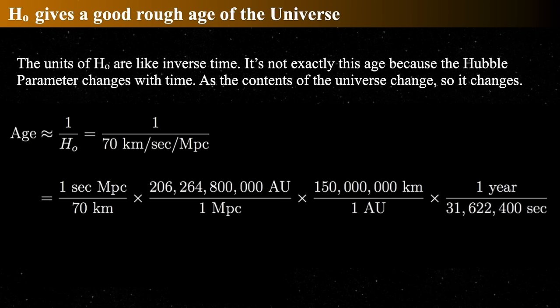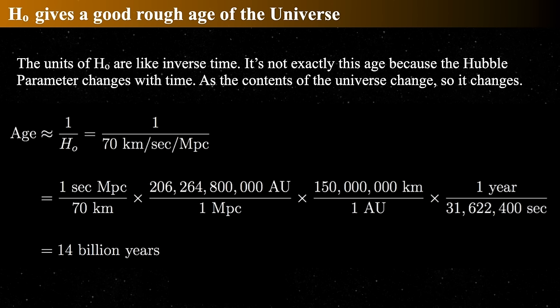It's a little bit over pi, so we can call it 32 million seconds in a year. And if we multiply all across the numbers across the top and multiply the ones at the bottom and then divide up and down and get rid of the units, we're left with years. And that's approximately 14 billion years.